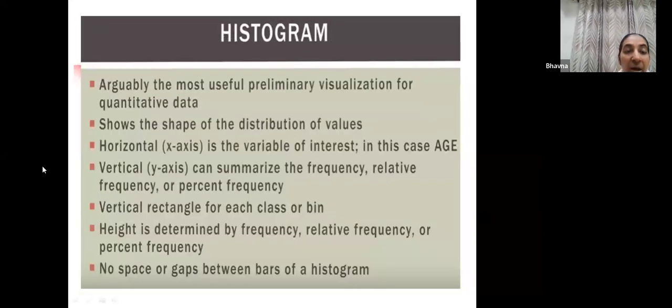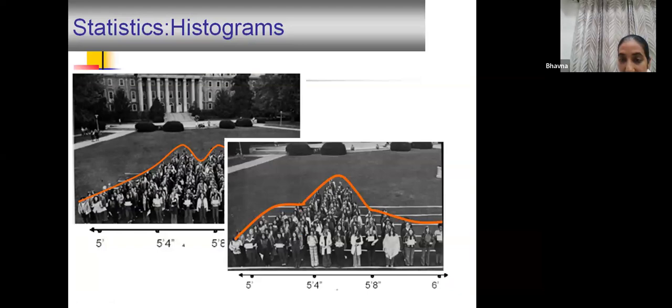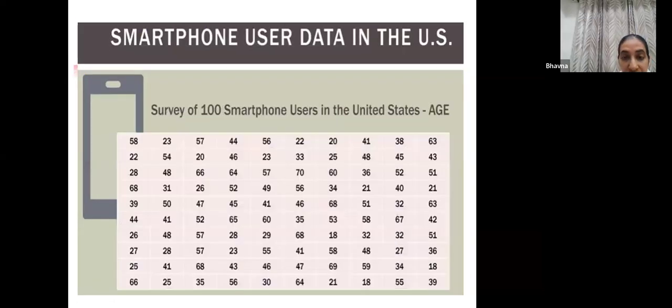Okay. The horizontal or x-axis is the variable of interest, which in this case is the age. The vertical axis or y-axis can summarize the frequency. Frequency means number of times it is occurring, okay? Or relative frequency or percentage frequency. Number of times 4 is occurring here. How many times is it occurring? 1, 2, 3, 4, 5, 6, 7, 8, 9, 10, 11. So 11 students have a height of 5'4". Almost an equal number of students have a height of 5'5". Almost an equal number have a height of 5'8". Okay, so what is it telling you about? It is telling you about frequency.